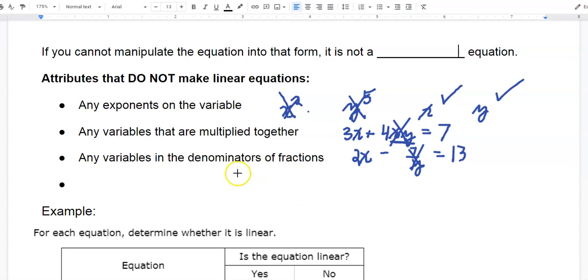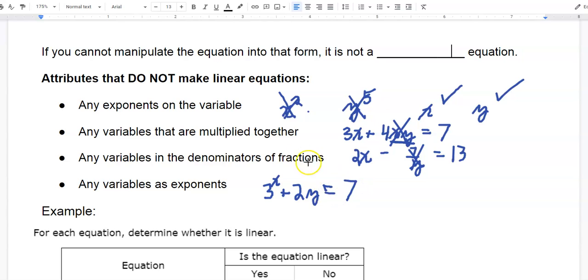And the last attribute you want to keep your eye out for would be any variables as exponents. So let's say you had 3 to the x plus 2y equals 7, something like that. This 3 to the x means it's not going to be a linear equation. So those are four things you want to look at. Any exponents on the variable, any variables that are multiplied together, any variables in the denominators of fractions, and finally, any variables as exponents. Okay, so let's take a look at a few examples.